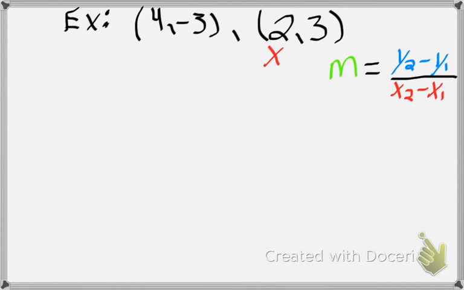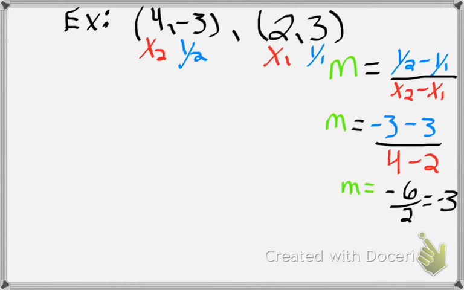This one is furthest to the left because 2 is further to the left than 4. Therefore, 2 is x1, so that makes 3 y1, and that makes 4 x2 and the other one y2. Once we know those, let's plug them into the slope formula. Then we'll have our slope, and you end up with a slope of -3. So now we know our slope.